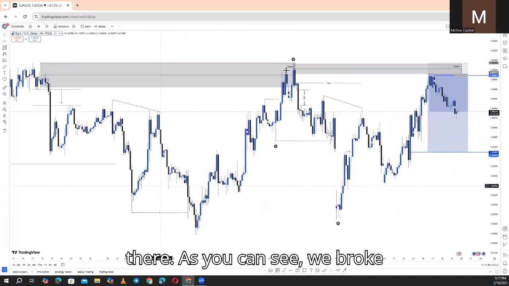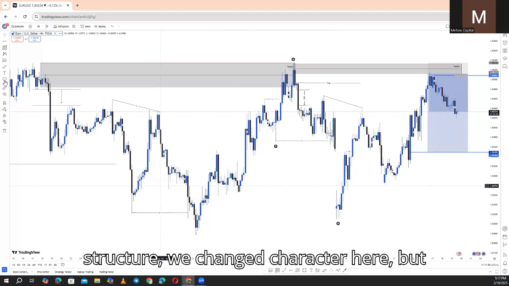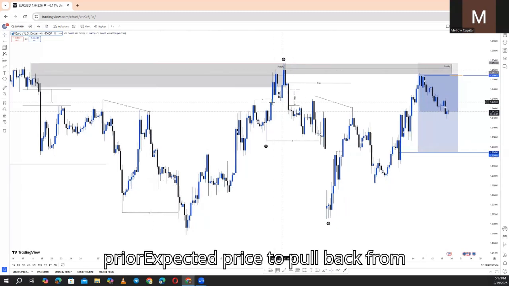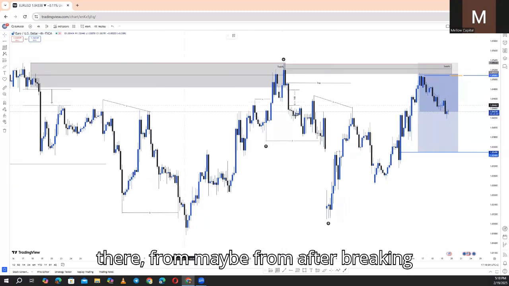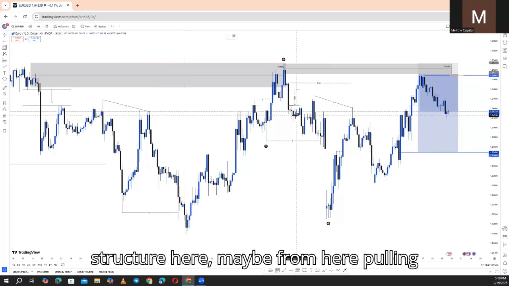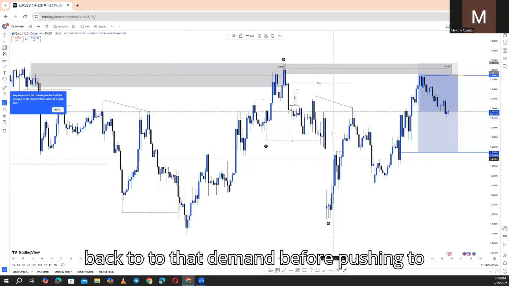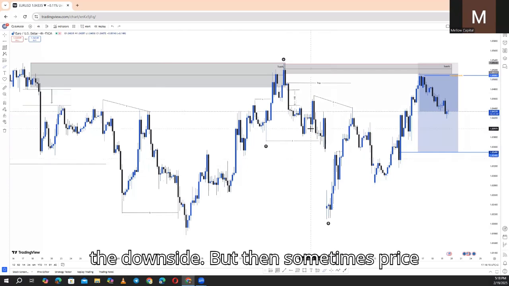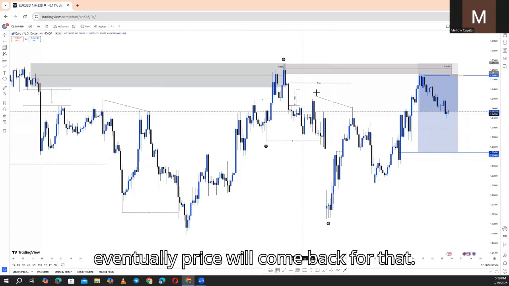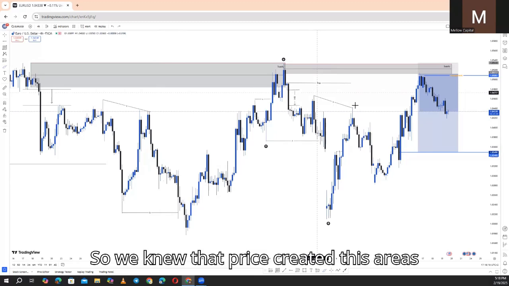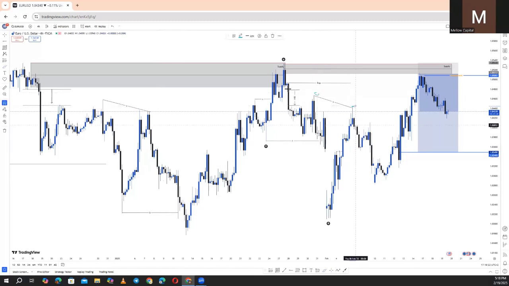As you guys can see, we broke structure, we changed character here, but price didn't do what we expected. We expected price to pull back from there, maybe after breaking structure here, pulling back to that demand before pushing to the downside. But sometimes price doesn't do that, and we knew that eventually price would come back for that. So we knew that price created this area of liquidity, and this is our smart money trap.